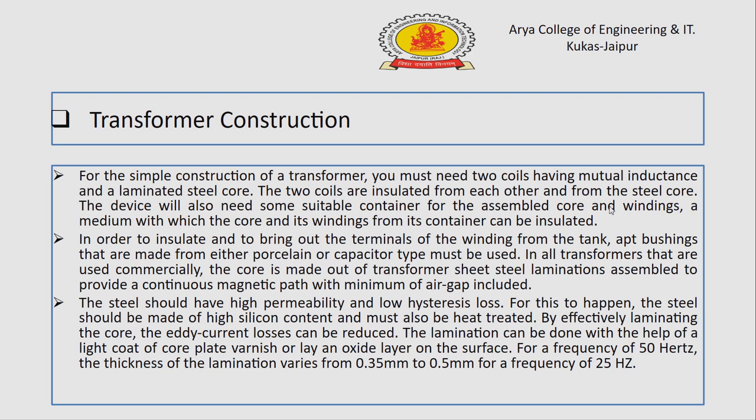The lamination can be done with the help of a light coat of core plate varnish or by laying an oxide layer on the surface. For a frequency of 50 Hz, the thickness of lamination varies from 0.355 mm to 0.5550 mm for a frequency of 25 Hz.